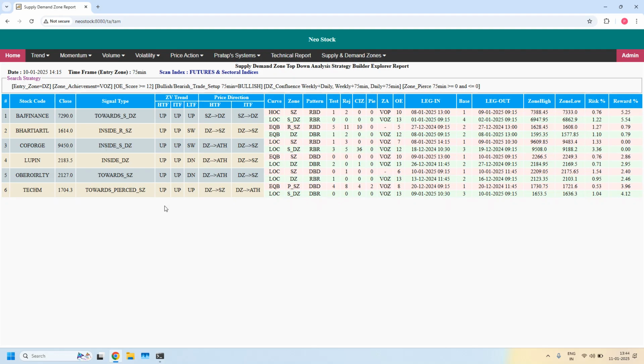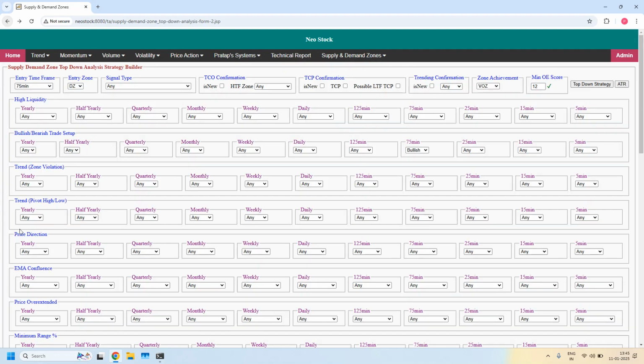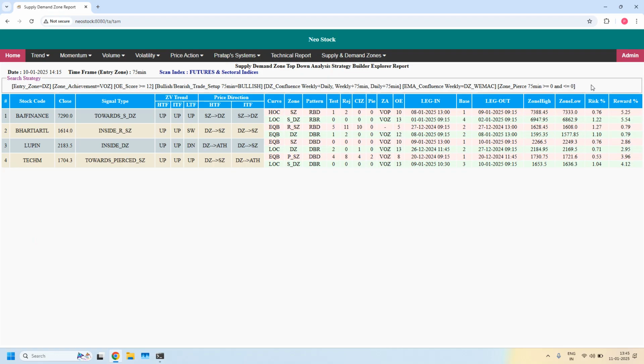So if you apply weekly EMA confluence to the weekly demand zones, they are even more high probability trade setup supported stocks. Because the 75 minute zone together with the daily zone is part of the weekly demand zone. That's why we are setting the filter, EMA confluence on the weekly time frame, with the weekly demand zone having weekly EMA confluence. And the weekly trend is also up in all the stocks.